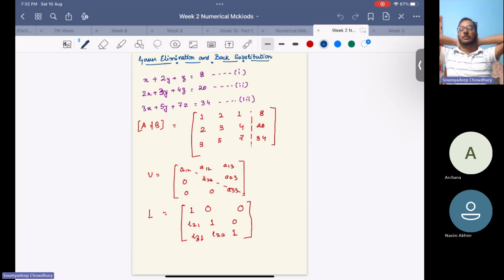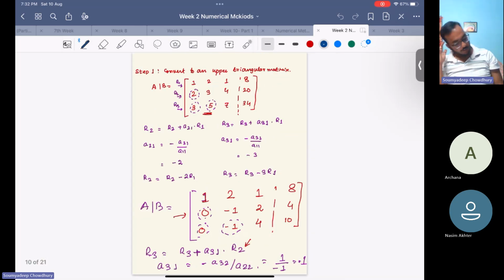In Gaussian elimination and back substitution, we basically talked about decomposing any matrix into a lower triangular matrix and an upper triangular matrix, right? And we found out how, by elimination, we can convert any system of equations to a lower triangular matrix and an upper triangular matrix. The first step is to convert it into an upper triangular matrix. For a 3 cross 3 system, you have to convert all the elements below the principal diagonal. So this is your principal diagonal.